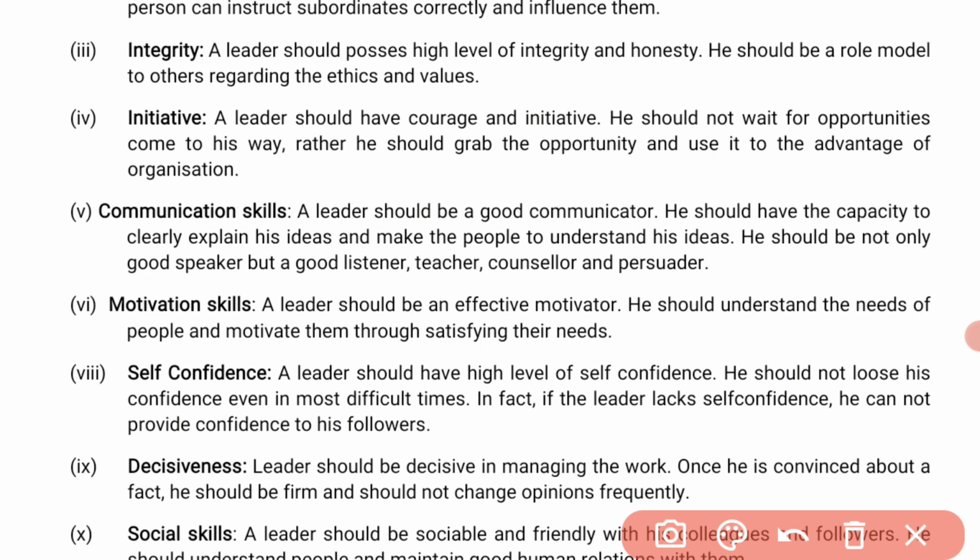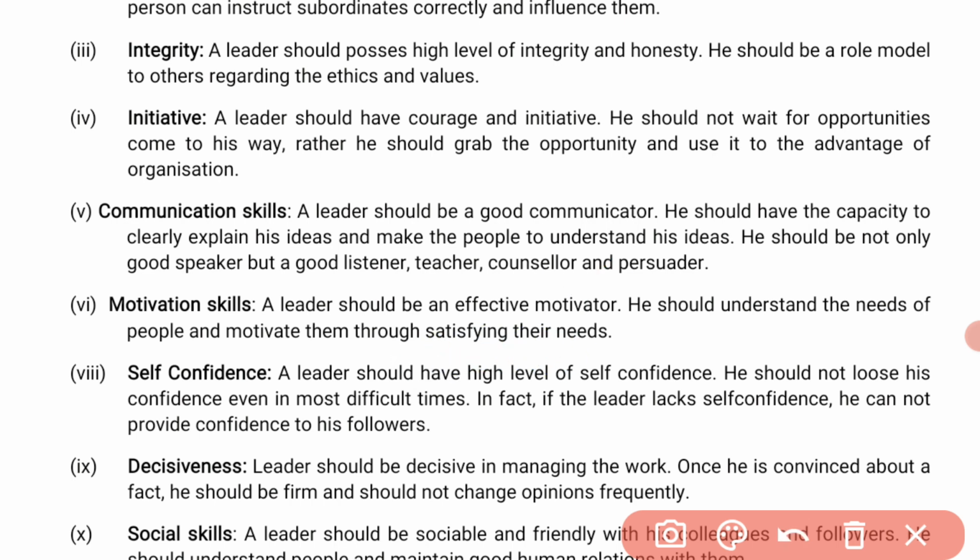Then motivation skills. A leader should be an effective motivator, to encourage the employees to take the work from them. To become a good leader, he should be an effective motivator. Motivation skill is also very important. He should understand the needs of the people and motivate them by satisfying their needs.